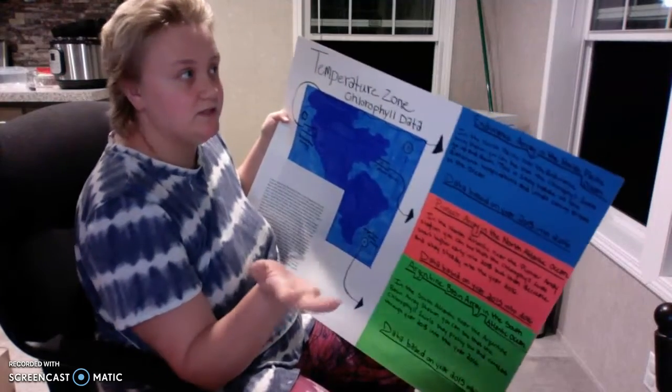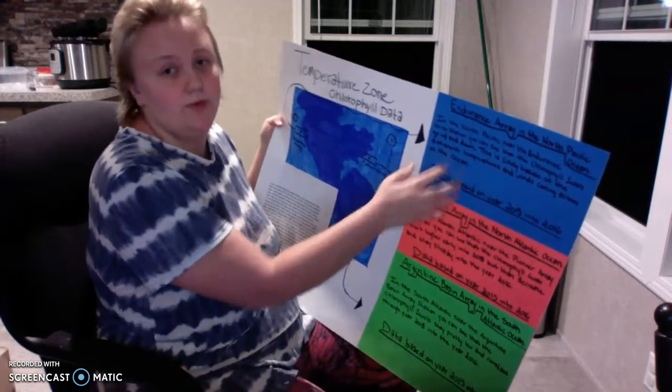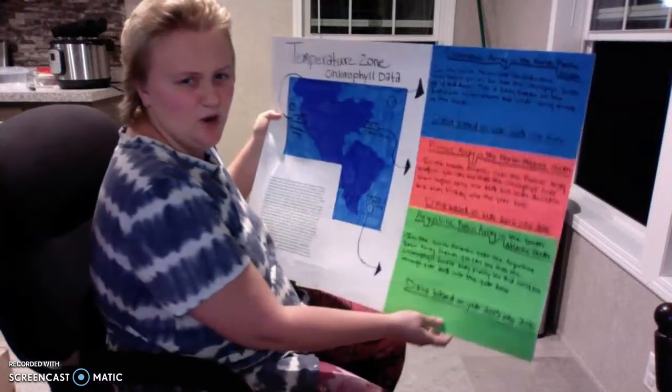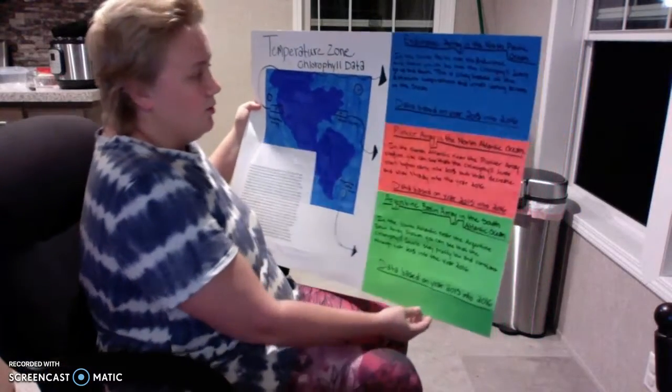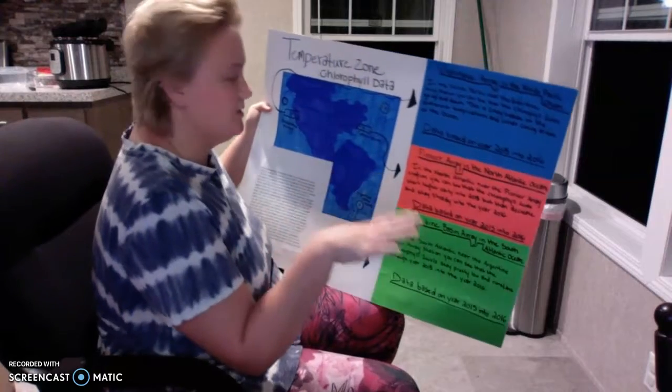So if phytoplankton, say, has a bunch of sun, then the chlorophyll levels are most likely going to be higher. And sorry, it's so tilted. So this is, like I said, based on the year 2015 into 2016.